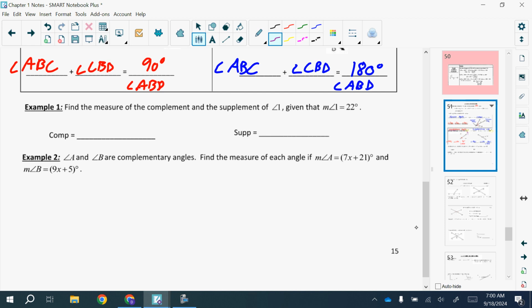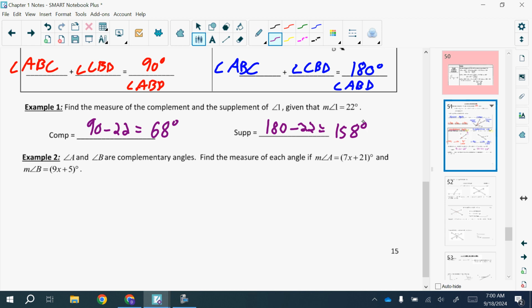So example 1 just says, find the measure of the complement and supplement of angle 1, given that angle 1 is 22 degrees. So for complementary, you're going to need your other angle to add to the 22 to give you 90. So algebraically, you can just say 90 minus 22. So 90 minus 22 is 68 degrees. Similarly for supplementary, just 180 minus 22, which is going to give you 158 degrees.